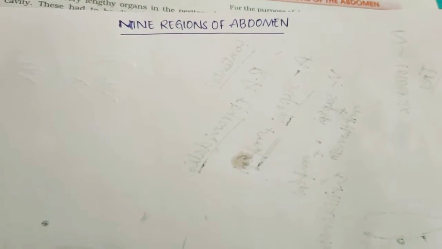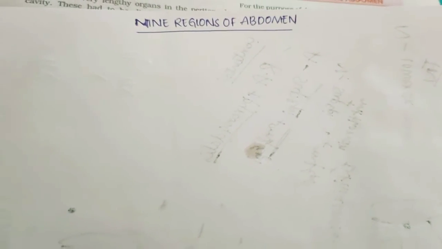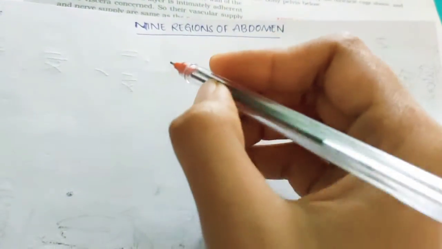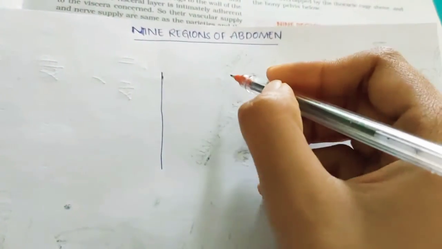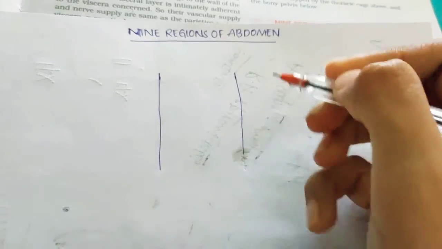Now we are going to start the 9 regions of abdomen. To understand these 9 regions of abdomen, you have two vertical lines and two horizontal lines. So let us see what those are. The two vertical lines are the mid clavicular lines.